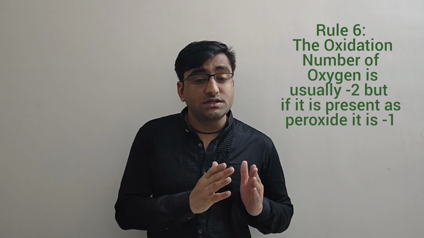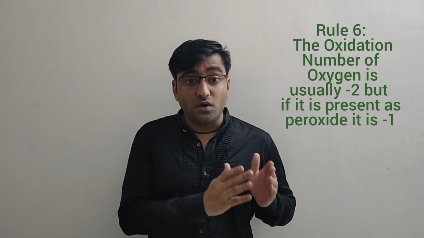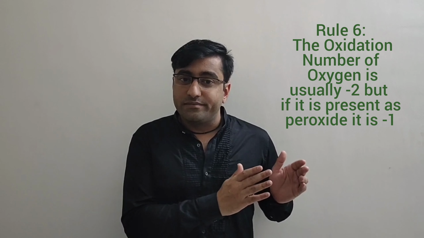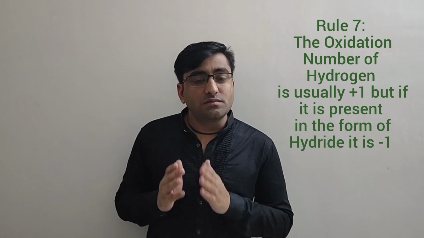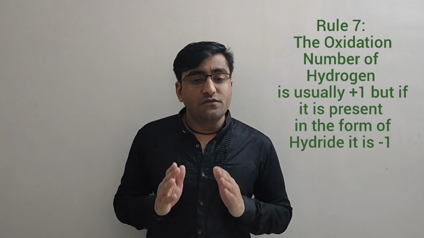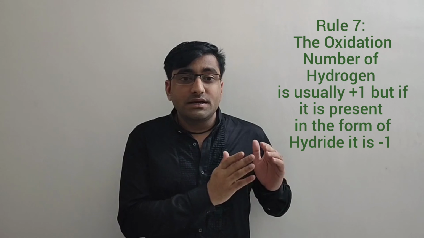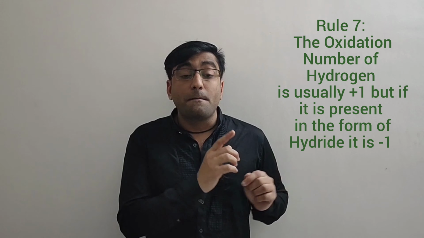Rule number 6. The oxidation number of oxygen is usually -2, but if it is present as peroxide, it is -1. Rule number 7. The oxidation number of hydrogen is usually +1, but if it is present in the form of metal hydrides, it has oxidation number -1.